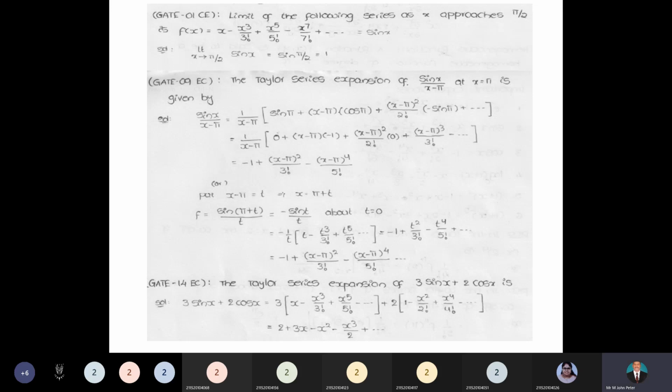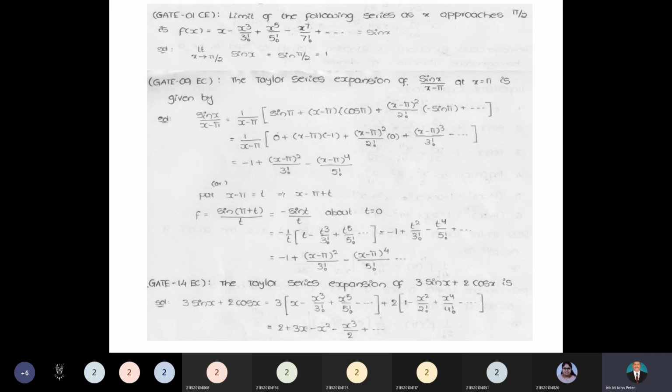So the Taylor series expansion of 3 sin x plus 2 cos x. So the sin x series and cos x series, just to recall the formula and simplify these terms. The sin x formula is x minus x cube by 3 factorial plus x power 5 by 5 factorial, next one minus and so on. Next plus 2 into 1 minus x square by 2 factorial plus x power 4 by 4 factorial minus x power 6 by 6 factorial, like we get. So we consider only the first three terms.